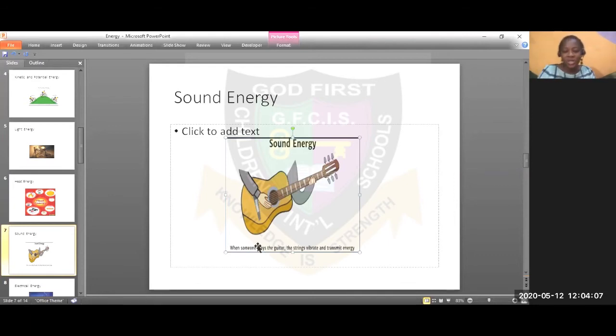Look at the picture here. Who can tell me what I have in the picture? Yes, it is a guitar. We use it to play sound. Once you put your hand to the strings there, the sound will just come out. At times, when you shake an object, it will make sound, like a doorbell. Your tambourine too can make sound. Your drum set, when you beat it, makes sound. Those are different types of sound energy.